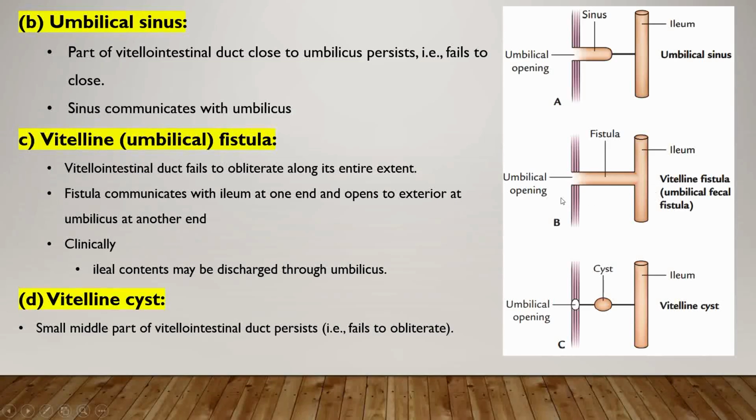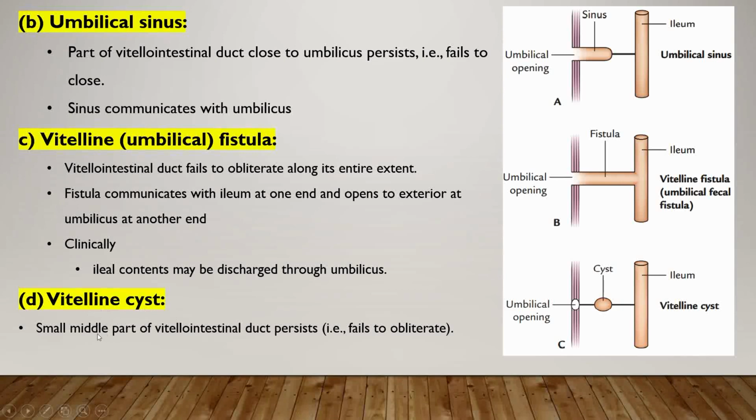Third one is umbilical fistula or vitelline fistula. Here there is communication of the midgut outside through the persistent vitellointestinal duct, through the umbilical opening, and here the vitellointestinal duct has failed to obliterate. Because of this fistula, the ileum will be communicating outside at the umbilicus, and ileal content may discharge through the umbilicus. So this is umbilical fistula or vitelline fistula.